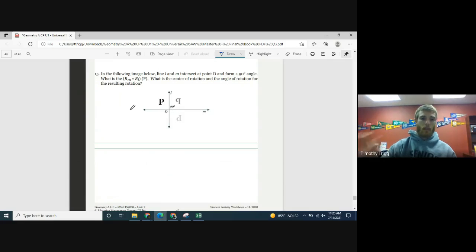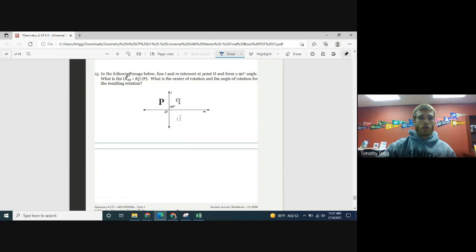Number 15. In the following image below, line L and M intersect at point D. So we can see lines L and M intersect at point D, and they intersect at a 90-degree angle. So when two lines cross at a 90, we call those perpendicular. So lines L and M are perpendicular in this case. They intersect at point D to form a 90-degree angle.